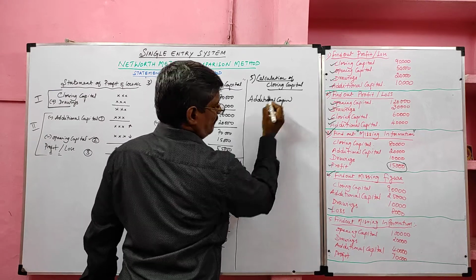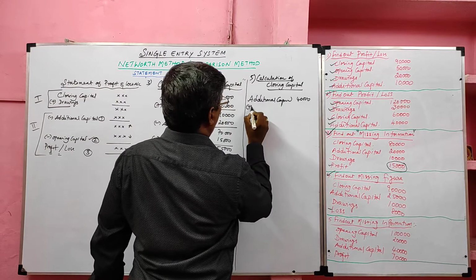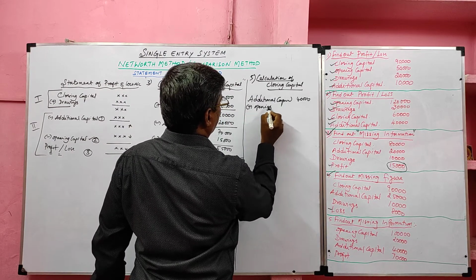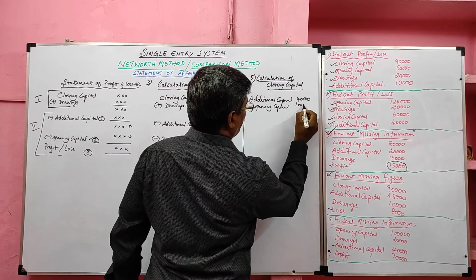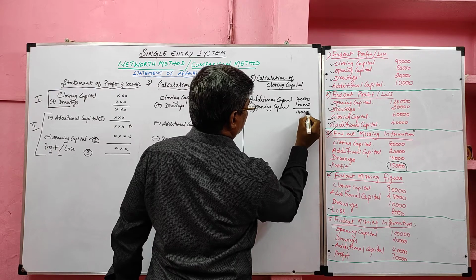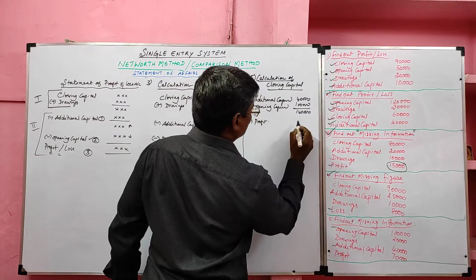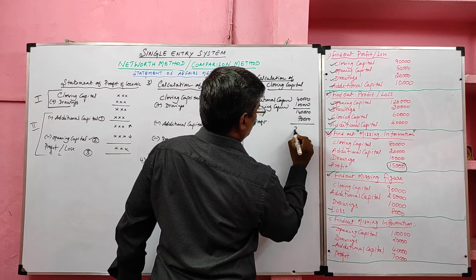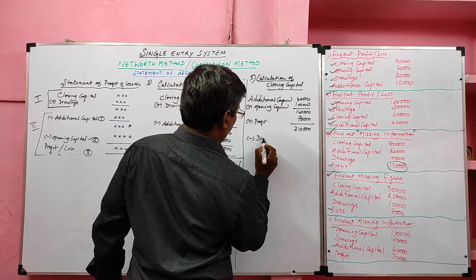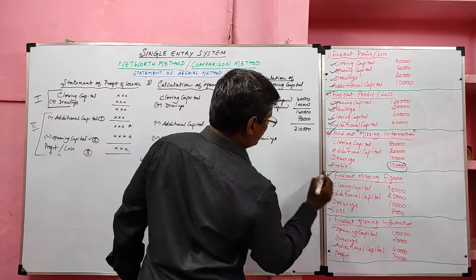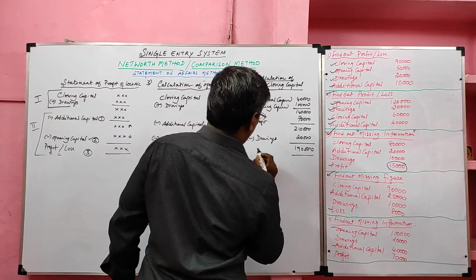Additional capital 40,000 plus opening capital 1 lakh, 1,40,000. Then profit, how much? 70,000. 2,10,000. Then in the first part, what is given? Drawings are given. So drawings value, how much? 20,000. Balance 1,90,000 is our closing capital.